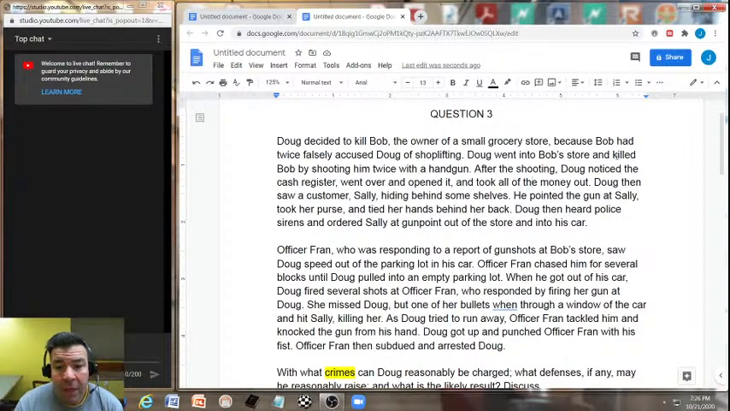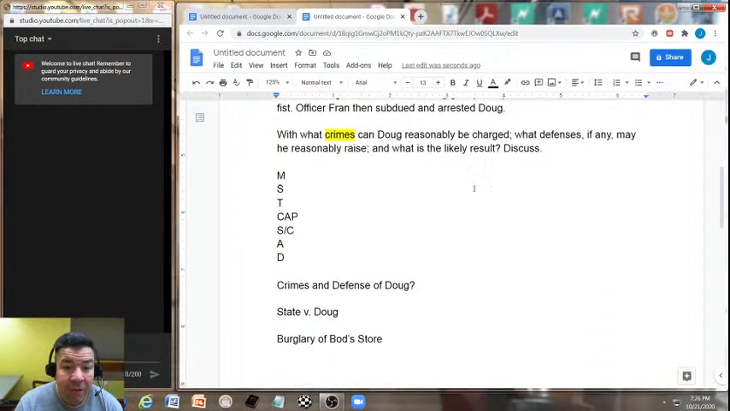And then Doug subsequently killing Bob by shooting him twice with a handgun. Well, what is that? Obviously, absolutely, you spotted it. It's the homicide of Bob.